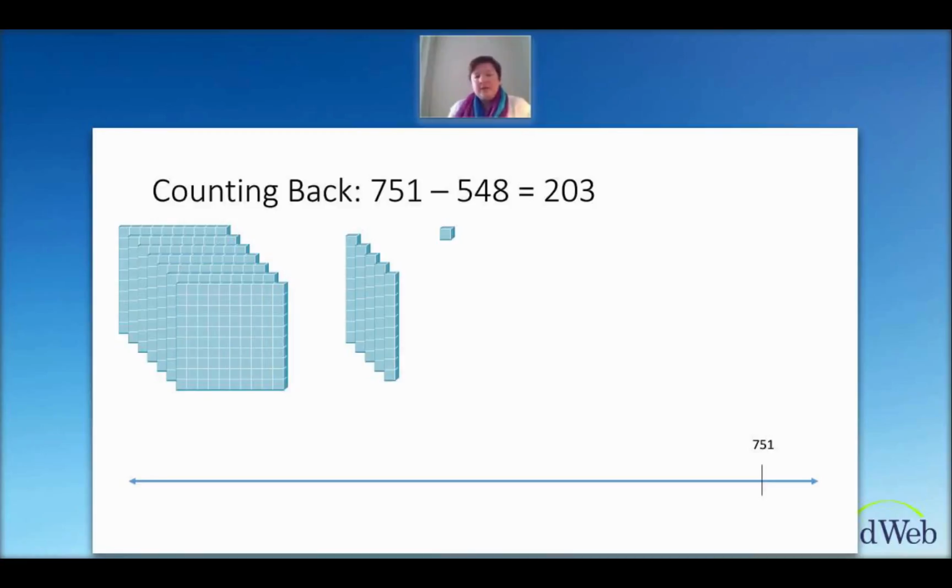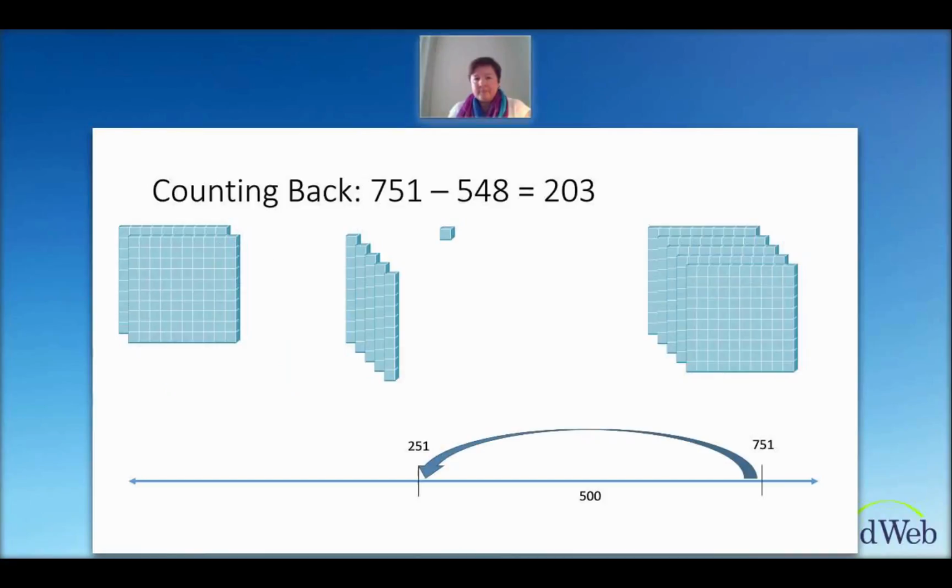I talked about counting on for addition. So we're going to think about counting back now for subtraction. 751 minus 548 is equal to 203. Starting at 751, I can take a giant jump back of 500. I could go 100 at a time, but I could take a giant jump back of 500. And you see that those 5 flats have moved out of the way. And now I'm at 251.